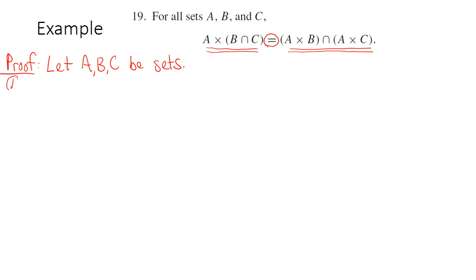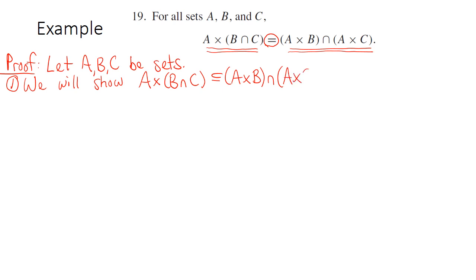So first we will show that A cross B intersect C is a subset of A cross B intersect A cross C. So how do we show that a set is a subset of another set? Well, as we've been doing, you let some element x be in the smaller of the two sets, this one.